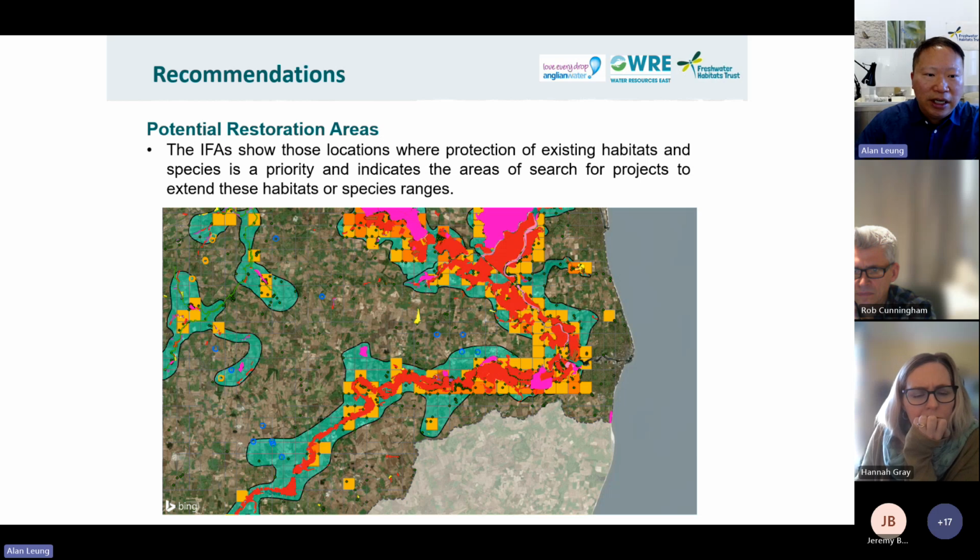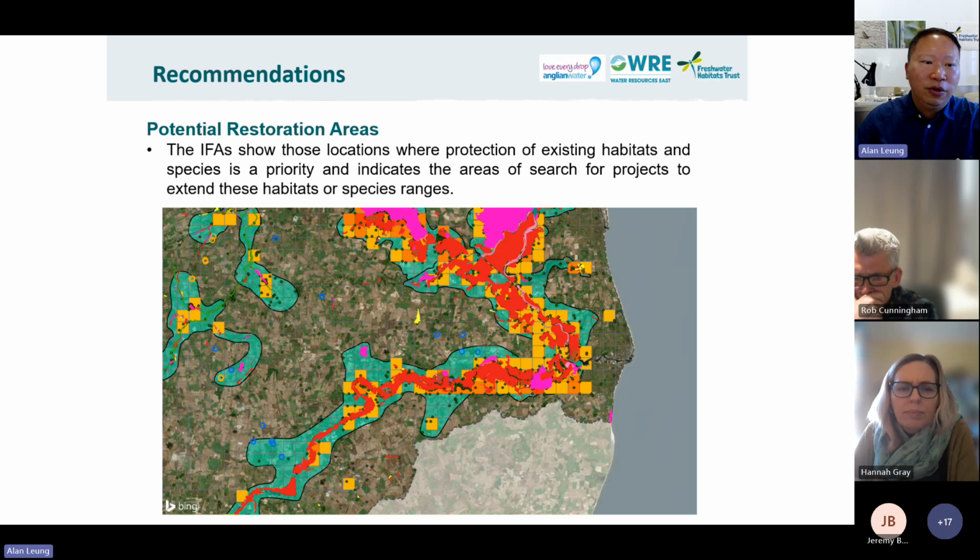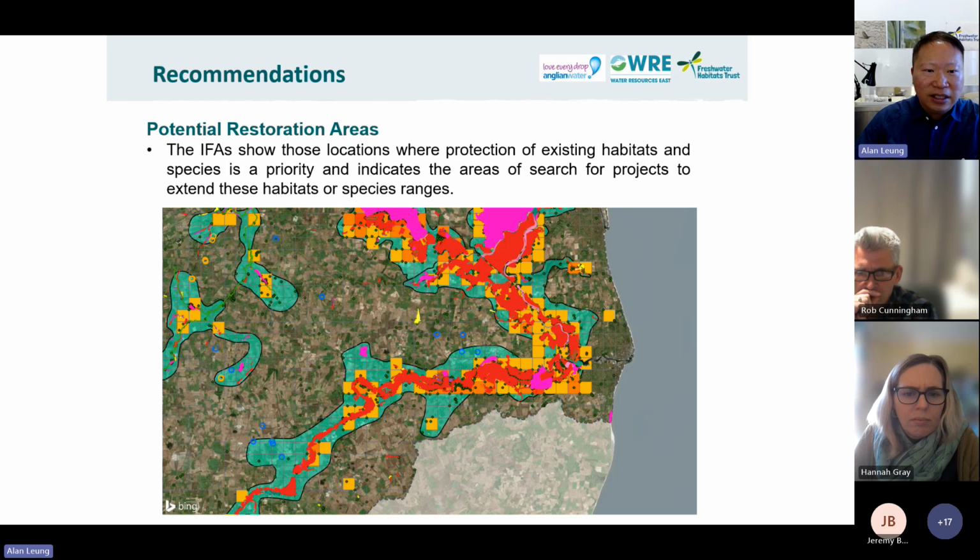And actually, the boundary of the IFA is for indicative purposes only, but if you look at their general location, you may also consider that some sort of work may help to link those IFA together. But this is based on the existing information, so those locations are of particular importance.